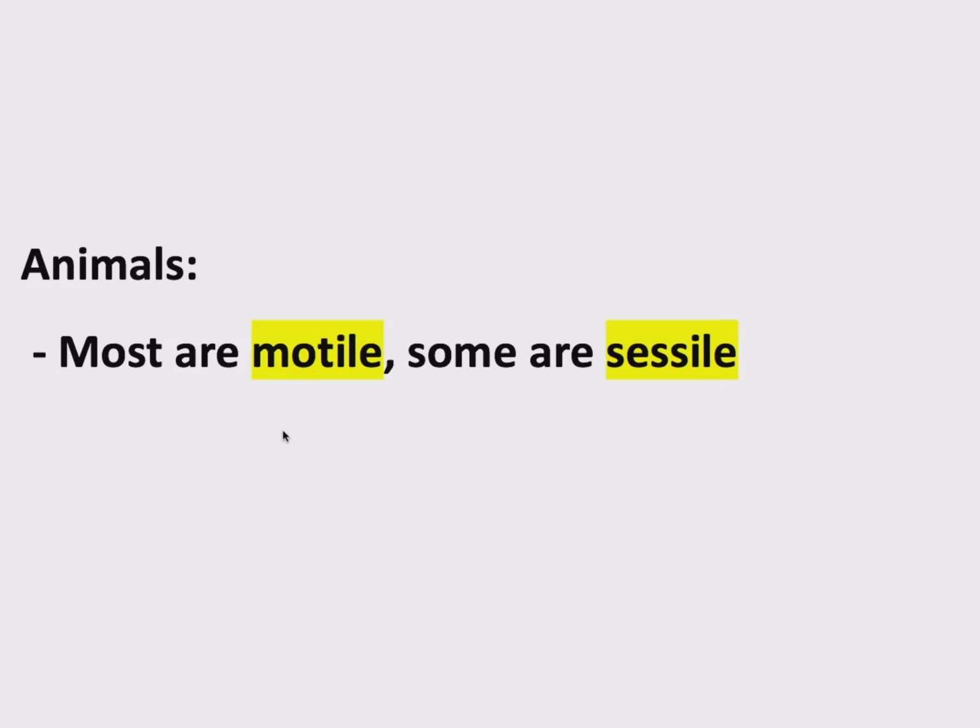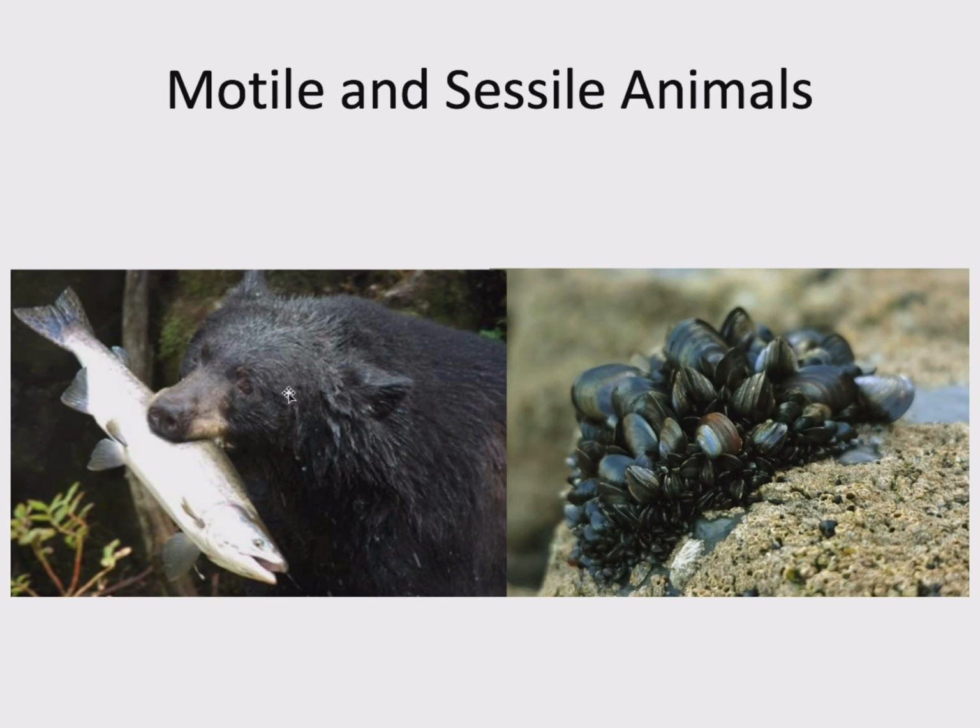Most animals are motile, meaning they can get from one place to another, but some of them are sessile, meaning they stick around and they filter feed, or they don't actively move from one place to another. So reusing this bear again, walking around grabbing fish, and then here are some mussels, an example of a sessile animal. And again, we'll use these terms again in the next couple of chapters.